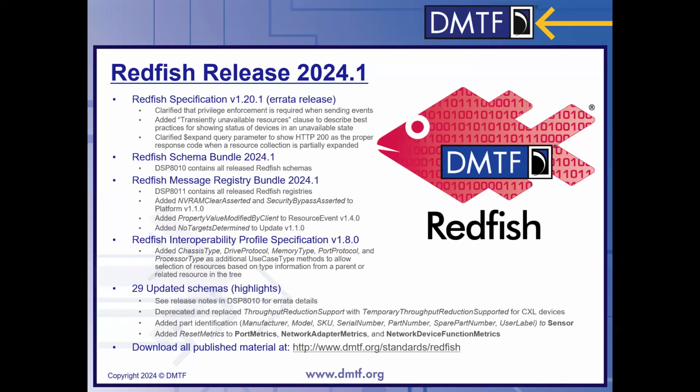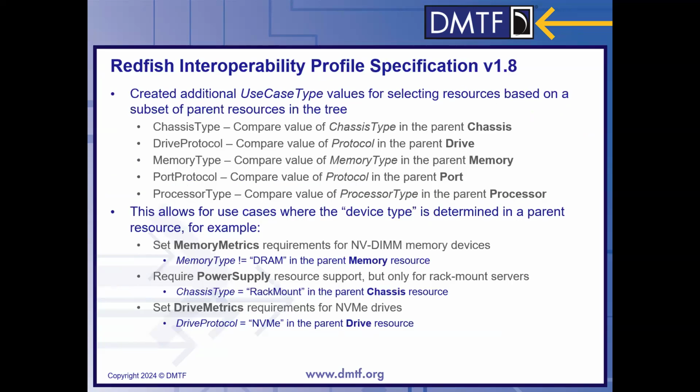So the ResetMetrics action was added, and we have this on all of the quote metrics related schemas and resources. So that was just missed, and so was added to port, network adapter, and network device function metrics. And as I already said, all the details of that can be downloaded from the Redfish standards page.